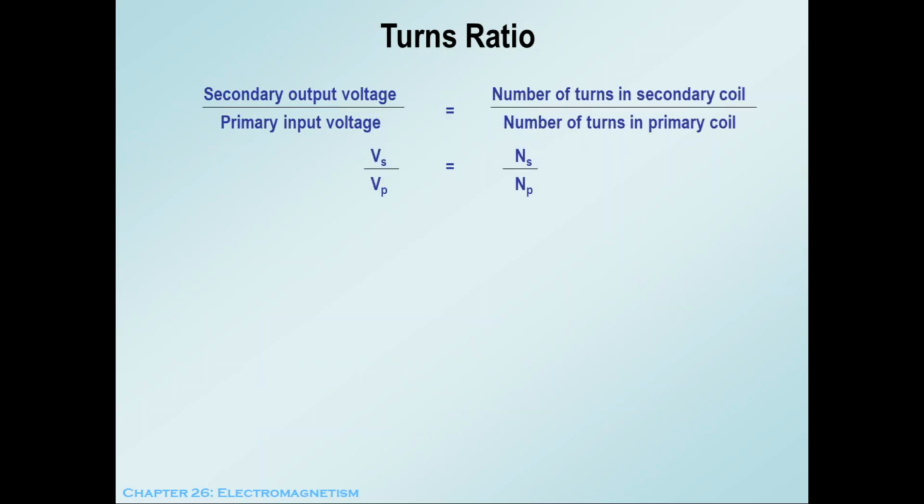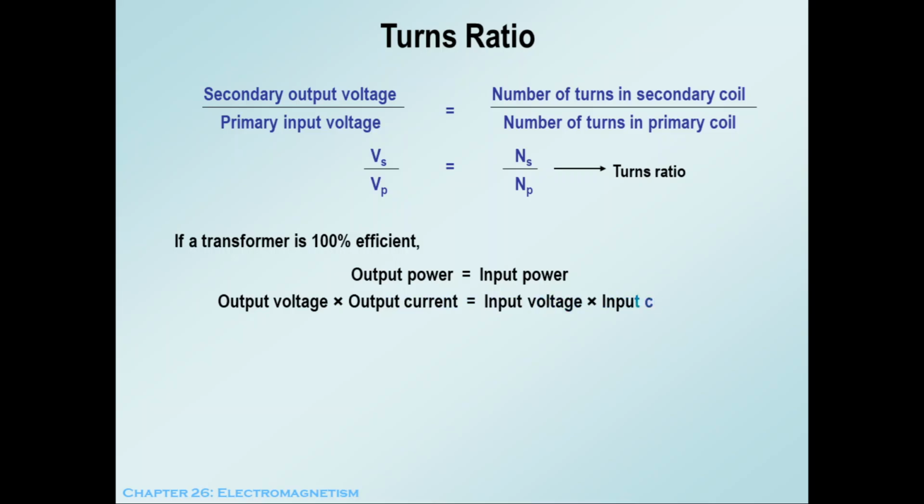Next to our formula. The secondary output voltage divided by the primary output voltage is equal to the number of turns in the secondary coil divided by the number of turns in the primary coil. So we have our formula Vs over Vp equals Ns over Np. That comes about from what we had previously learned about electromagnetic induction. Remember that if there are more turns in the coil, then there is a greater induced EMF. So it is a direct relationship. So we have our direct ratio formula here. The Vs and the Ns correspond with each other, and the Vp and the Np correspond with each other. The Ns over Np is known as the turns ratio.